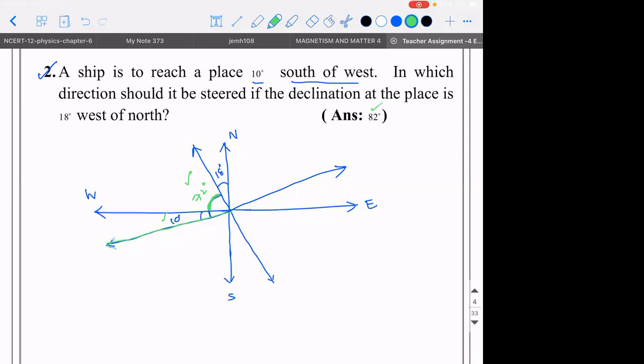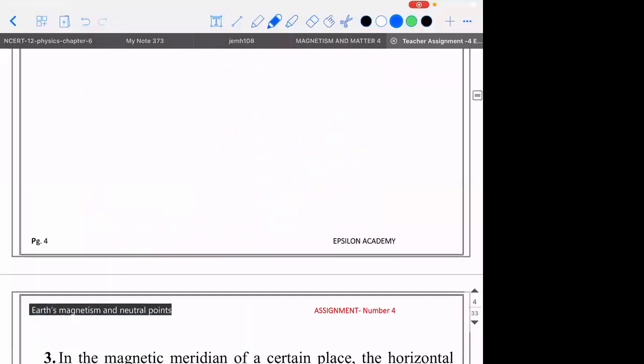So I hope you understood, right? It's all about drawing the right diagram. That will give you the answer. Are you clear, guys? Yes. So this is about magnetic declination.